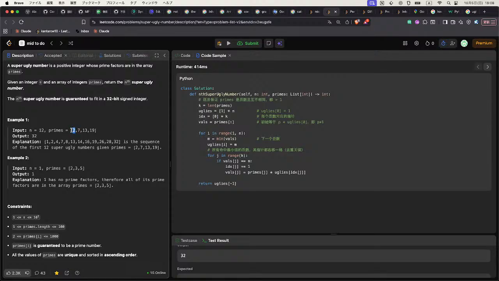So for this, the index points at 7, so the next candidate would be 2 times 8, that's 16. For 7, the index must be 2, so the next candidate would be 28. Okay, that is how it works.